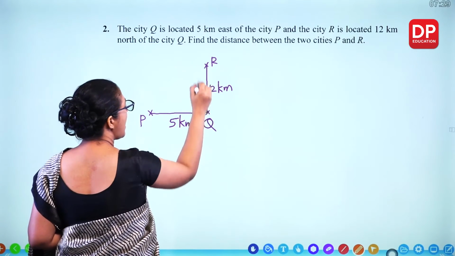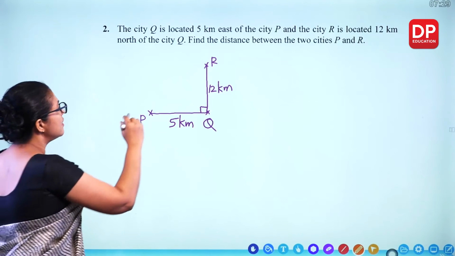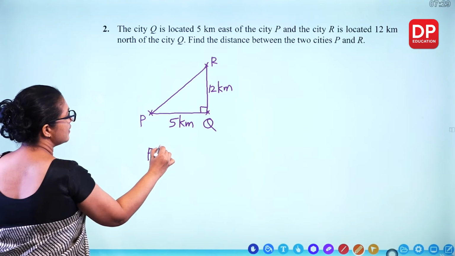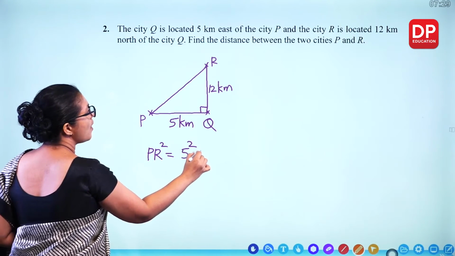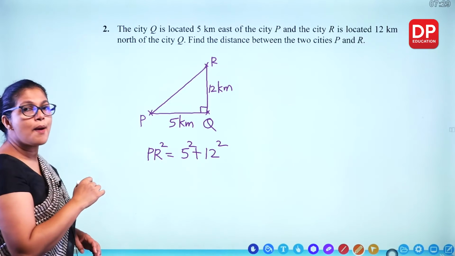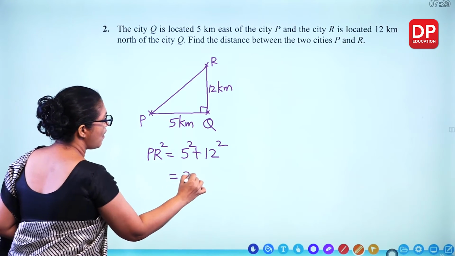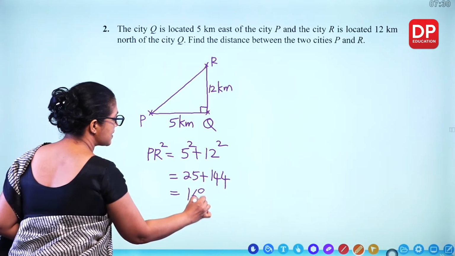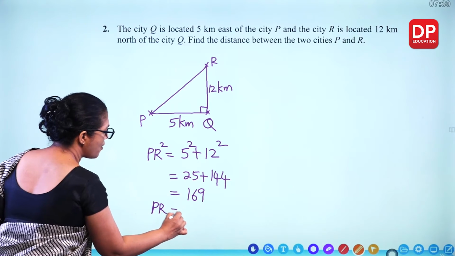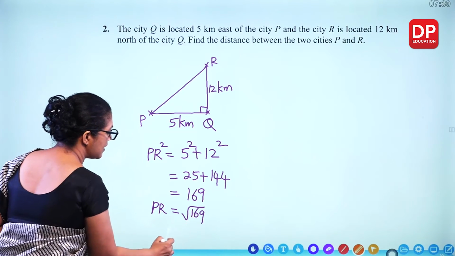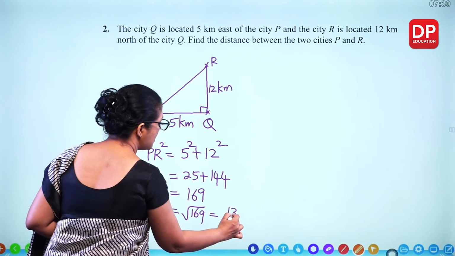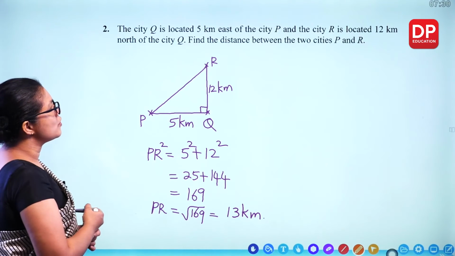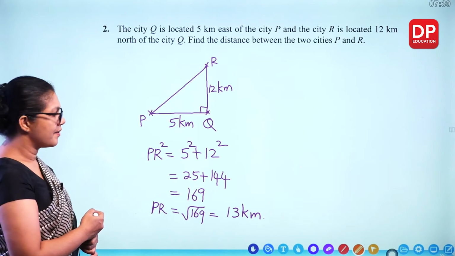We know east and north, this is a 90-degree angle. So we can find out this distance. PR squared is equal to 5 squared plus 12 squared using Pythagoras theorem. 25 plus 144, you get 169. When you take the square root of 169, what do you get? 13 kilometers. So that's the distance between cities P and R.